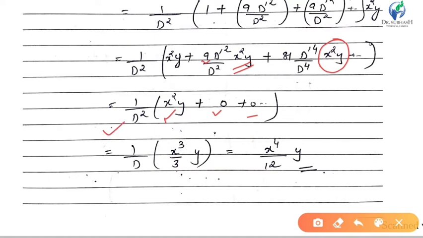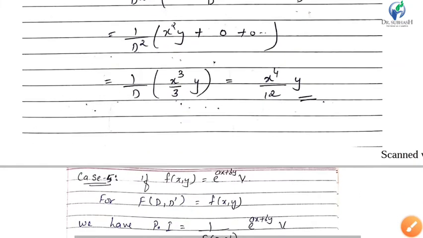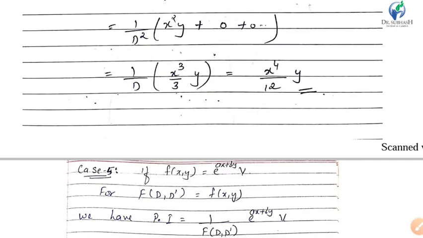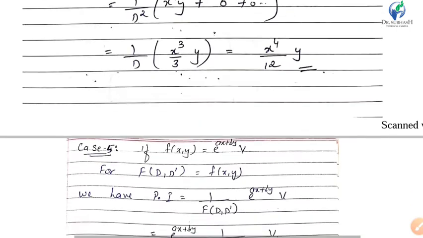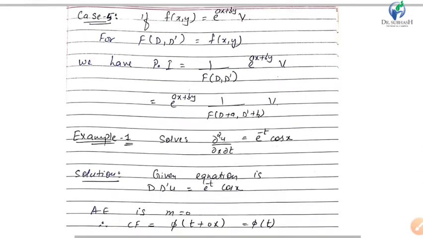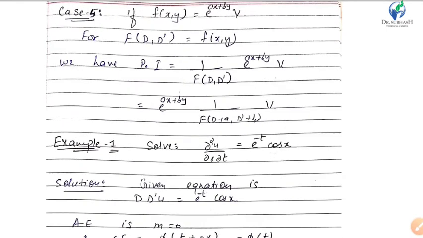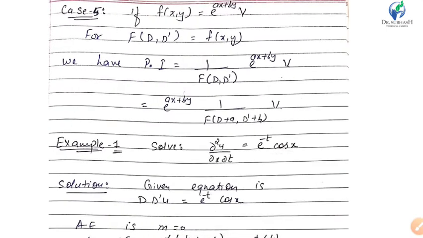Now here I have D square, so I have to integrate this with respect to x 2 times. One time I will get x cube by 3y, and the next time when I integrate this again, I get x raised to 4 by 12y. So this is my PI which is asked for the given differential equation. So this was about case 4, when we have RHS as x raised to m, y raised to n.